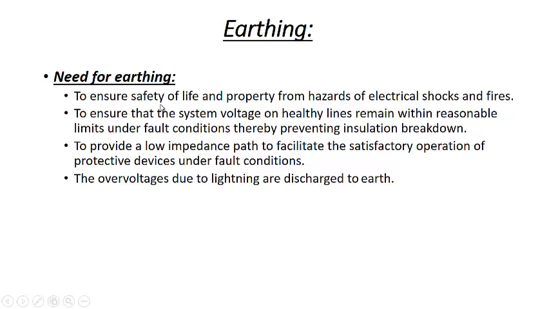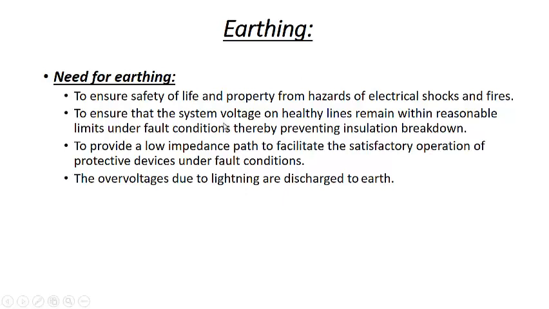Earthing also ensures the system voltage on healthy lines remains within reasonable limits under faulty conditions, therefore preventing insulation breakdown. We are not going into detail on this point, but I will try to make you understand. In an unearthed system, if a fault occurs, the voltage of the other phases of a three-phase system may increase, which may result in breakdown of insulation between the lines, and it will result in a three-phase short circuit, which is a very dangerous condition.